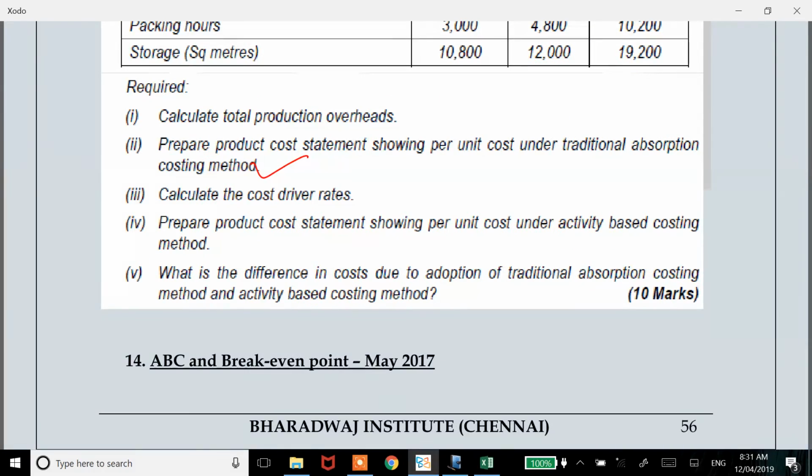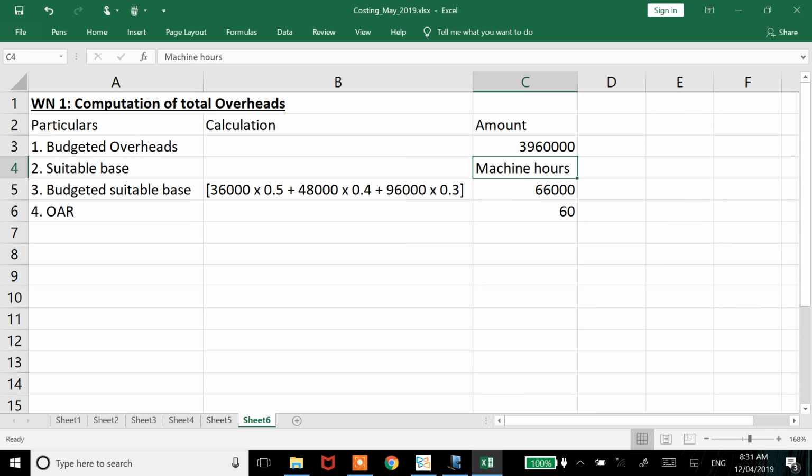difference in cost due to adoption of traditional. You put the cost under ABC, cost under traditional, and whatever is the difference in cost they want you to calculate it. Any doubts on this? Beyond this, it's going to be repetition of those steps, so we are not going to get anything out of it. So I end with this. Any doubts on this?